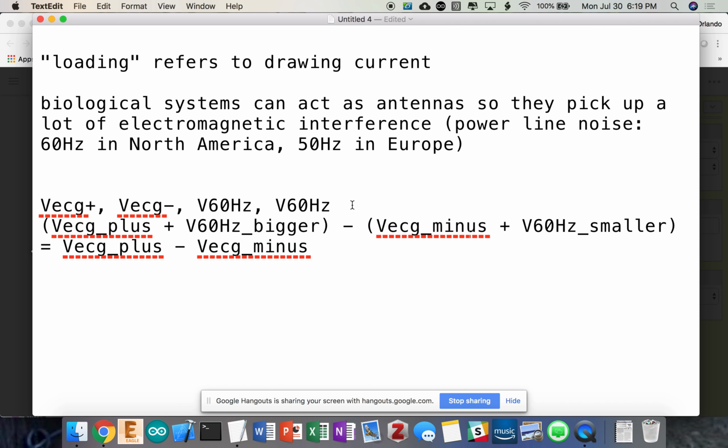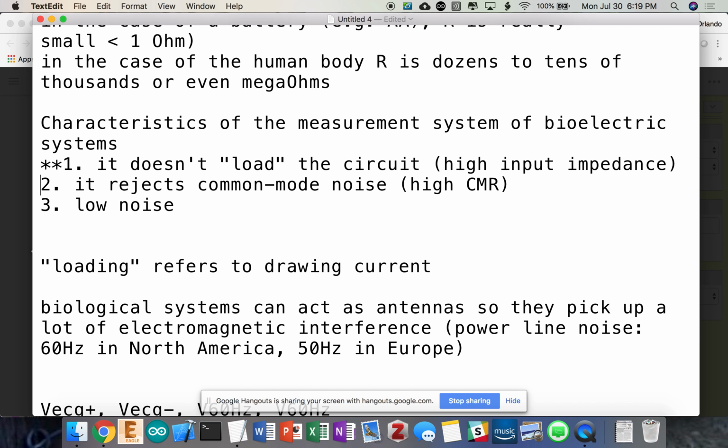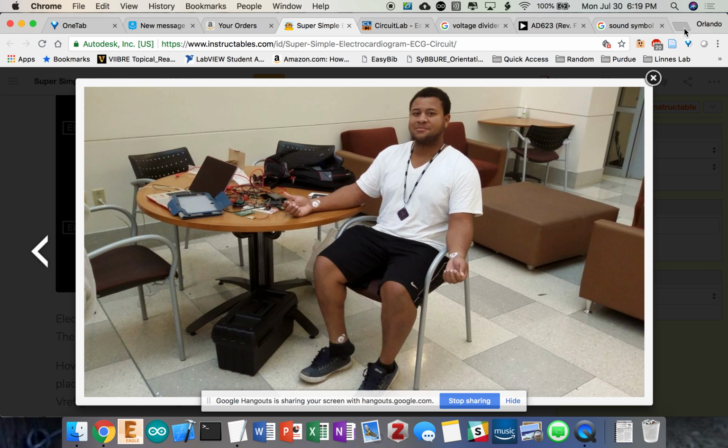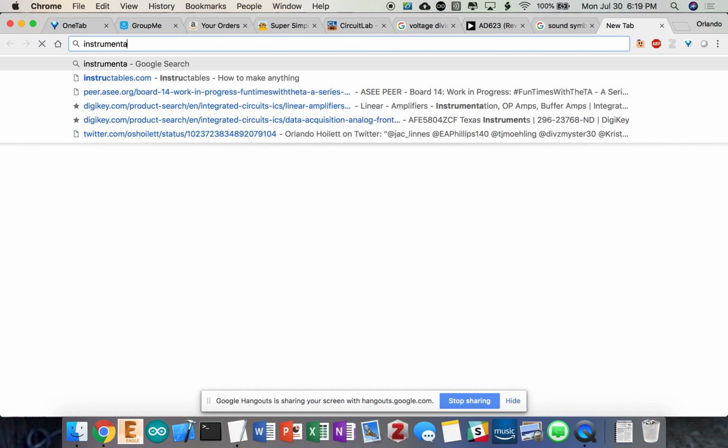So that's why we use instrumentation amplifiers. They have high input impedance. They're differential measurements, so they have a high common mode rejection ratio, and they're low noise. They're specifically designed to be very, very well fine-tuned. But the first two are really the biggest parts of them. I'll actually show you what it looks like, so you can see why it does the way it does.